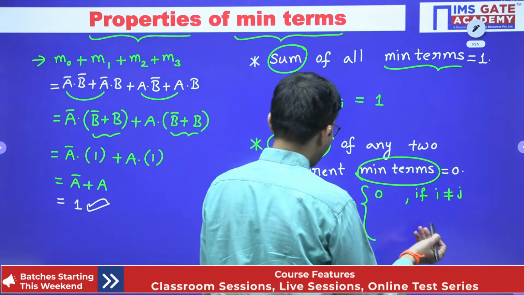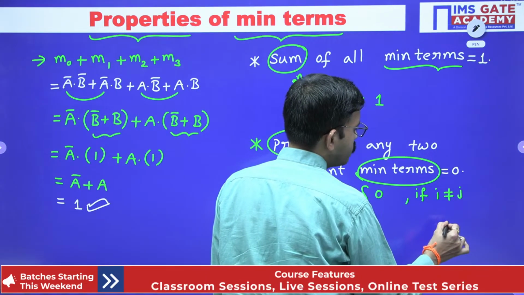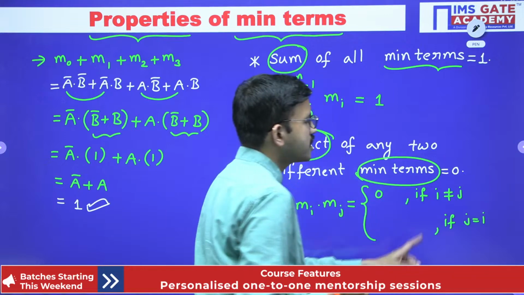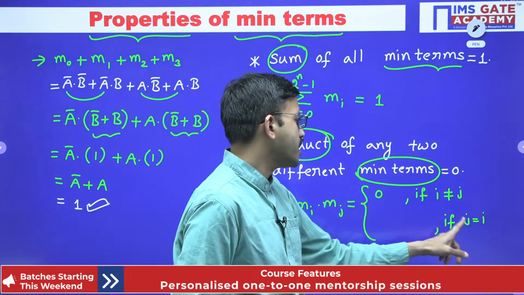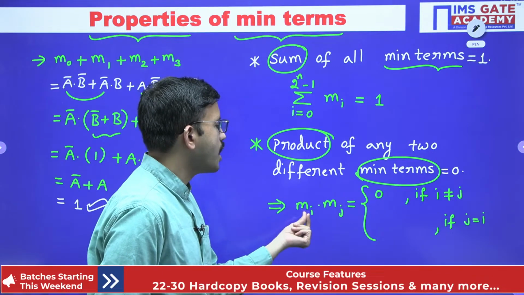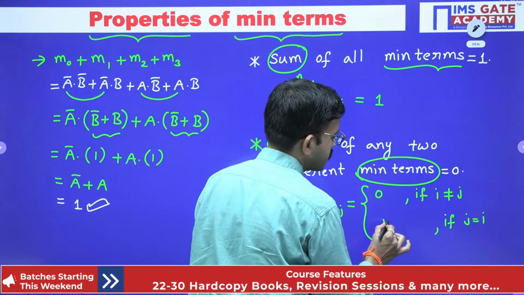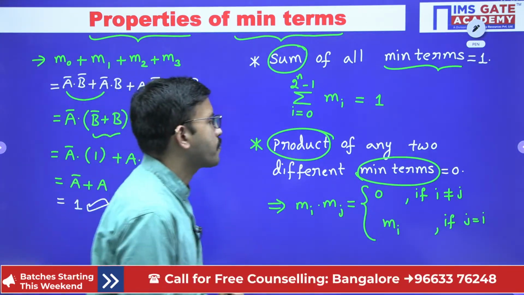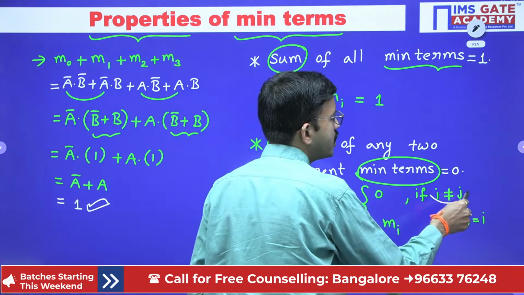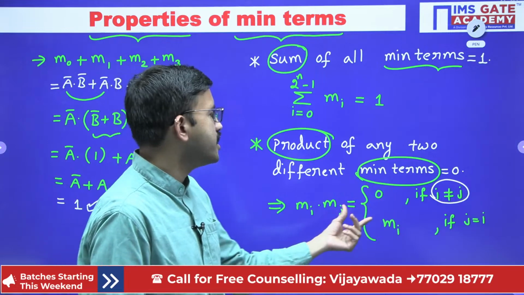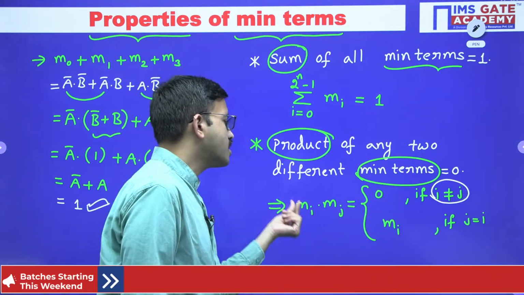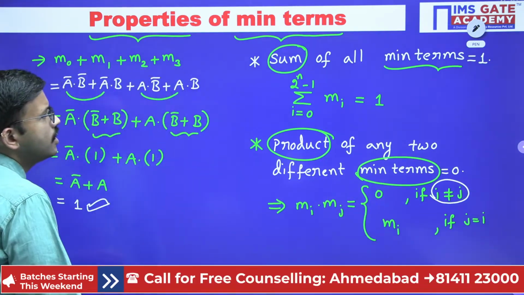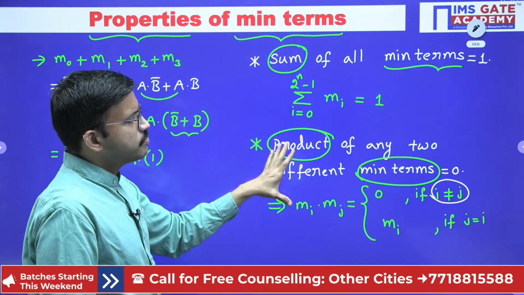So here, in the first case, if i and j are not equal, okay. In the second case, I have assumed j is nothing but i. That means Mi into Mi, you will get Mi. Suppose if you consider i equal to j, then Mj into Mj equals Mj. So it is very simple. If you are multiplying any two different minterms, then the resultant value will be 0. But if you are multiplying the minterm with the same minterm, then the resultant value will be the same minterm. That's all. So this is the second property of minterms.